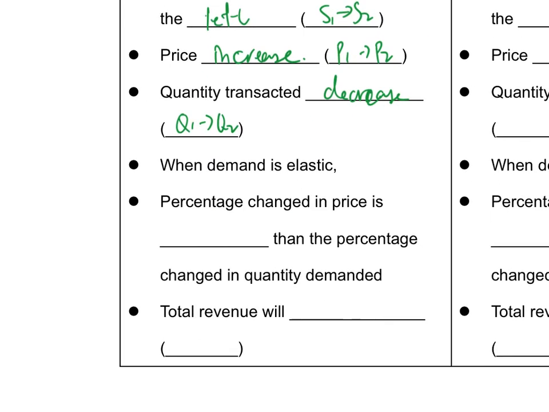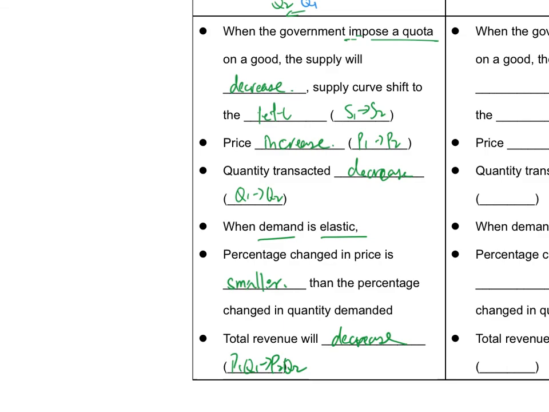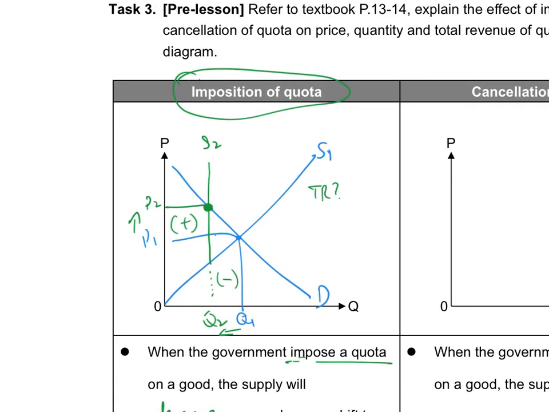And for the total revenue, we have to mention the elasticity of demand. When the demand is elastic, the percentage change in price, according to the definition, should be smaller than the percentage change in quantity demanded. So price is up, but it is smaller, so finally total revenue will decrease, P1 Q1 to P2 Q2. That's all for the elaboration. If you can do this, you get the full marks for this question.